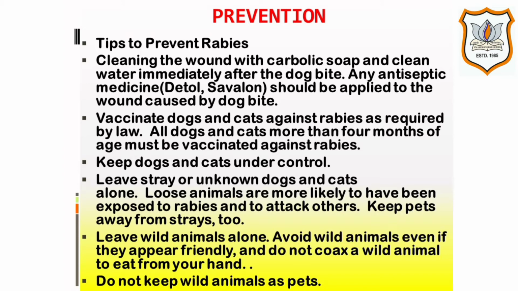Vaccinate dogs and cats against rabies as required by law. All dogs and cats more than 4 months of age must be vaccinated against rabies. Keep dogs and cats under control. Leave stray or unknown dogs and cats alone. Loose animals are most likely to have been exposed to rabies and to attack others. Keep pets away from strays too.